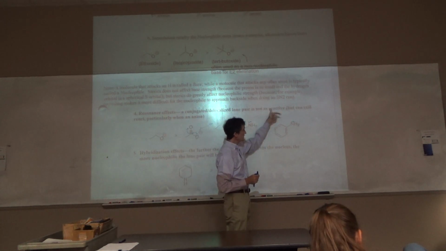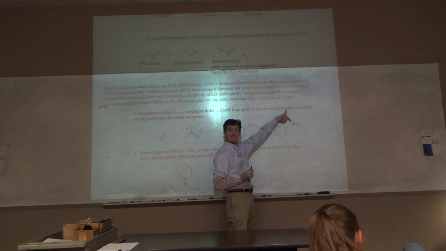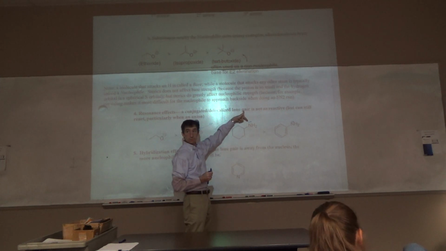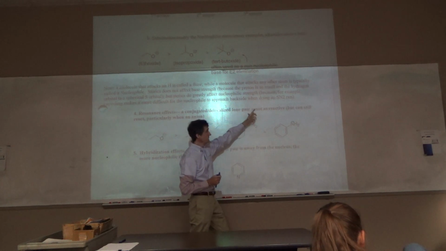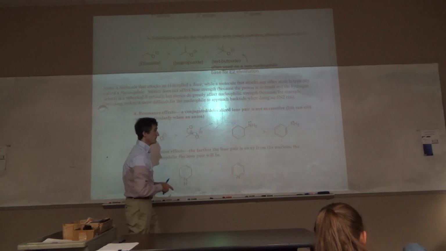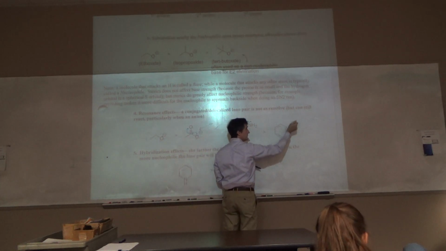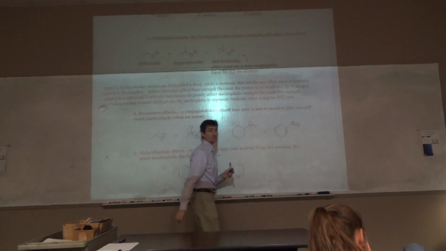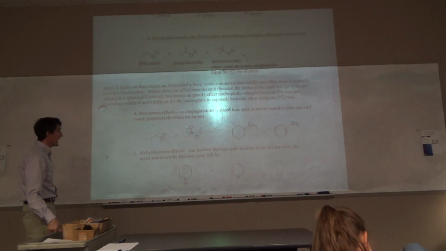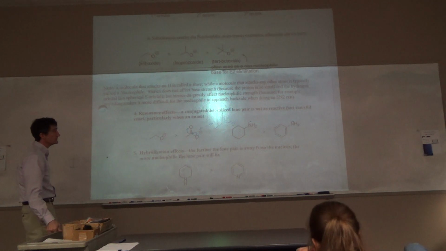Week 1, we learned that this lone pair is in a p orbital, where this lone pair is in a hybrid. It's in a p orbital doing resonance. And the resonance makes the lone pair... Actually, some of the electron density here is put here, here, and here. This comes from your resonance structures. Hybridization effects.